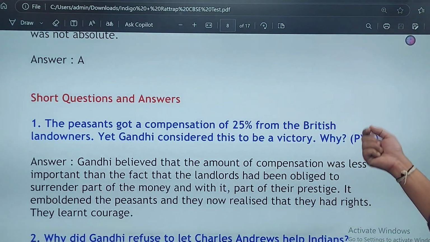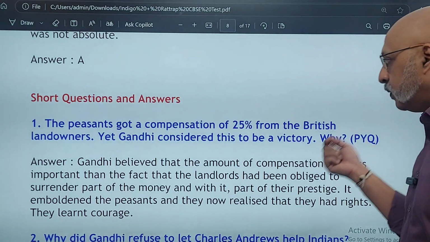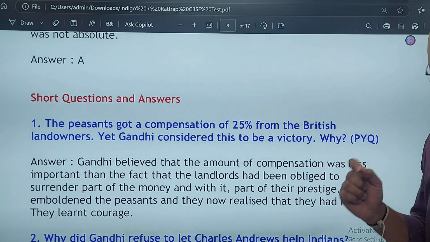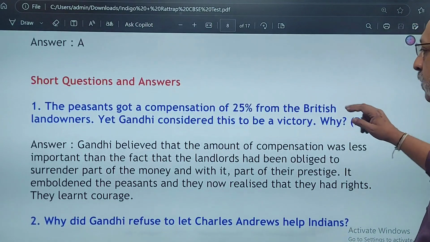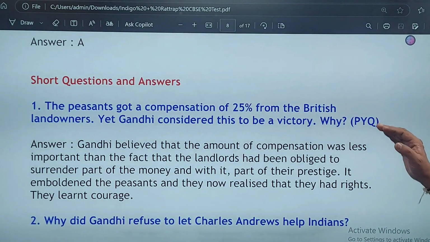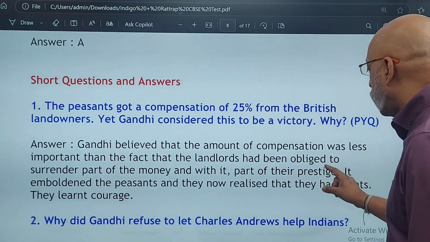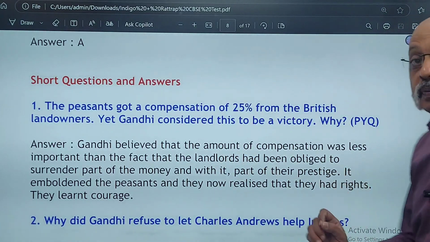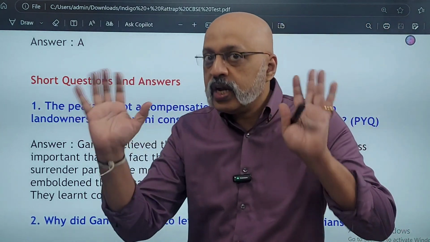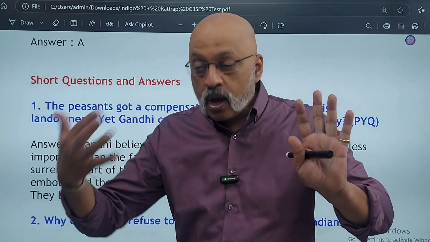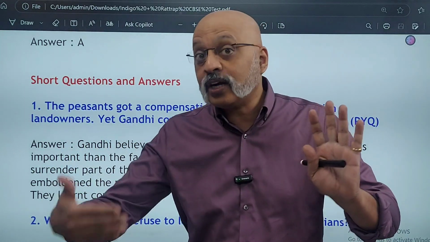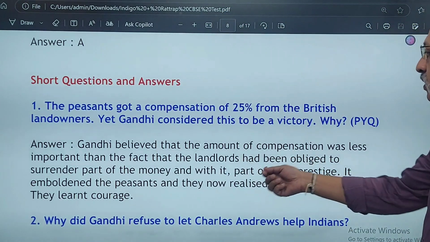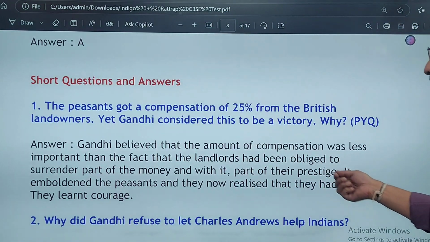The peasants got a compensation of 25% from the British landowners, yet Gandhi considered this to be a victory. Why? This is a previous year question. Gandhi believed that the amount of compensation was less important than the fact that the landlords had been obliged to surrender part of the money and with it part of their prestige. Very important. You need to highlight that it's not just the money. Their prestige also went, as they had to refund part of the money. This emboldened the peasants and now they realized that they had rights.